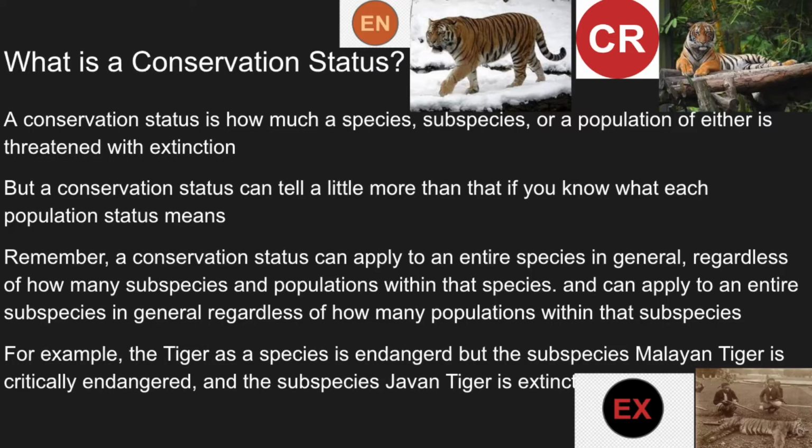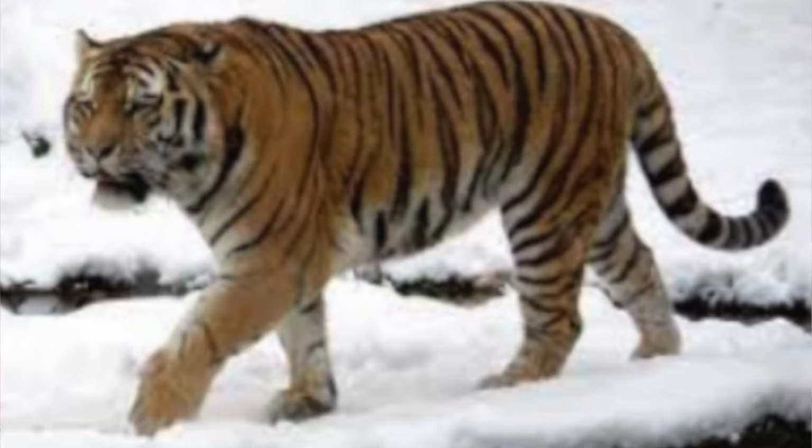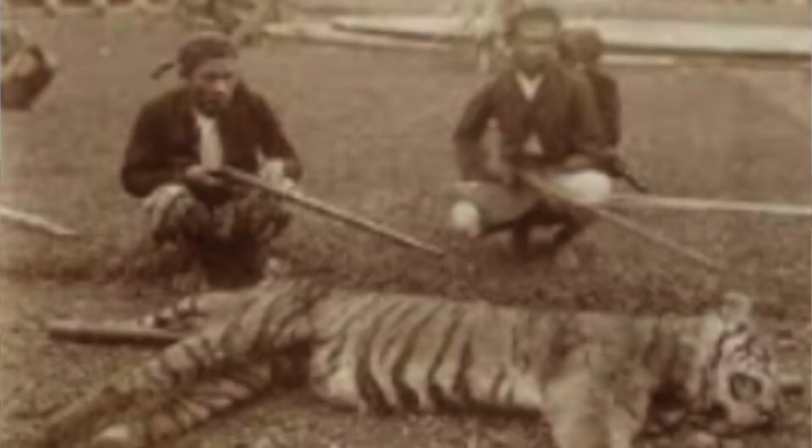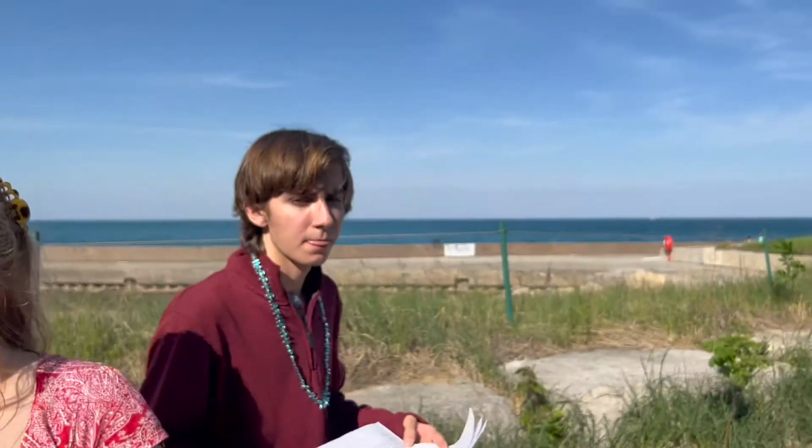A conservation status is how much a species or subspecies is at risk of extinction. For example, the tiger is endangered, but the subspecies Malayan tiger is critically endangered, and the Javan tiger extinct.